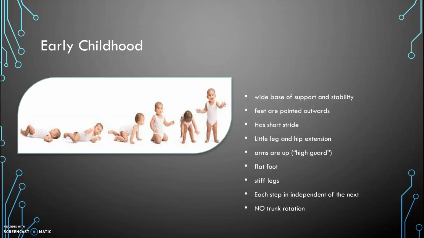When standing, the child will be trying to have enough balance in order to completely stand up without the need of any help. It also has a wide base of support, the toes are pointed outward, and the arms are at high guard. And as the child takes a step, each step is independent of the next, and the initial contact is with a flat foot.